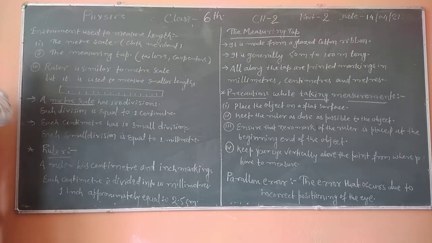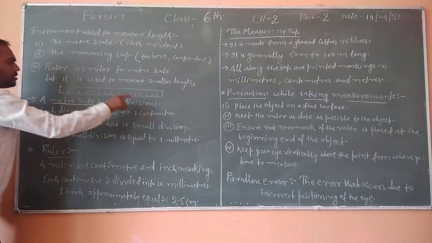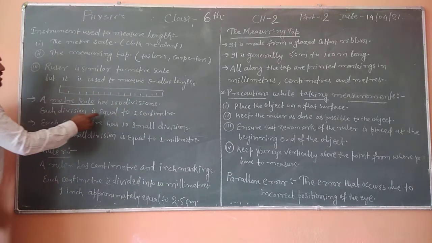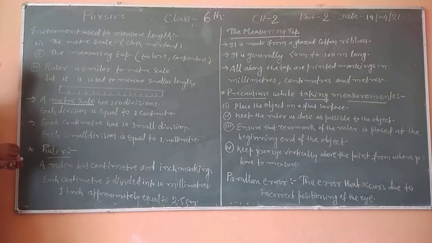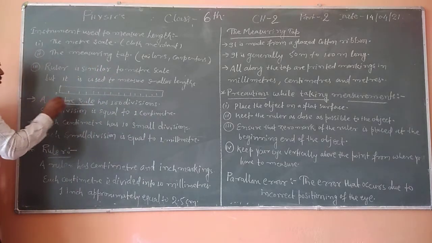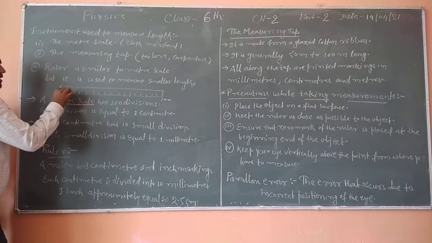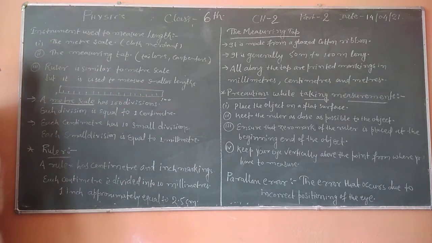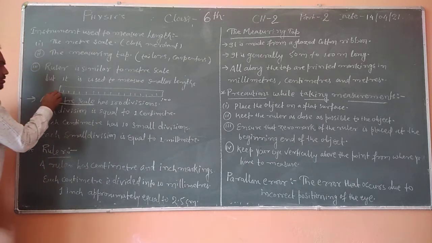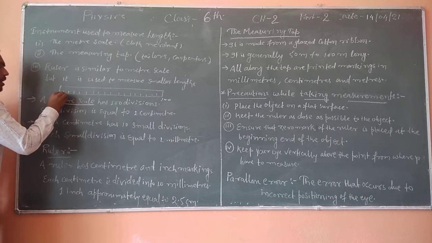Now come to the point. A meter scale has 100 divisions. Each division is equal to 1 centimeter. It goes from 0 up to 100. And it contains 100 such divisions.